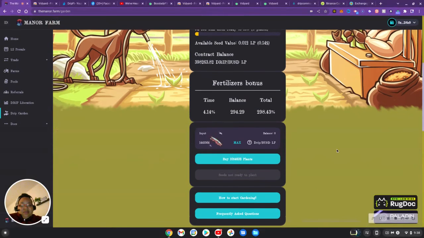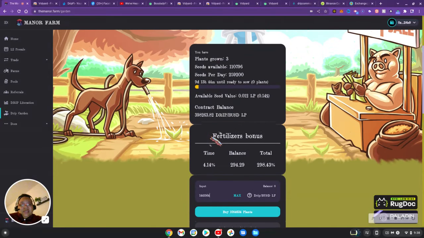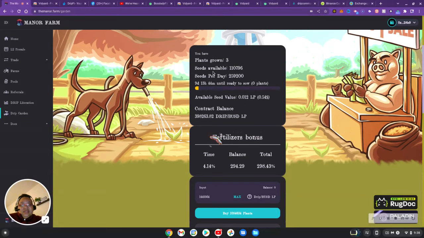Okay. And this will light up when it's time for you to sow a plant seed. It says seeds not ready to plant. So when you can plant your seeds, and see how I get seeds here, seeds available, seeds per day. But since I only have 3 plants, it's gonna take 9 days before I'm able to sow the plants. So this tells you the available seed. This tells you how much money.